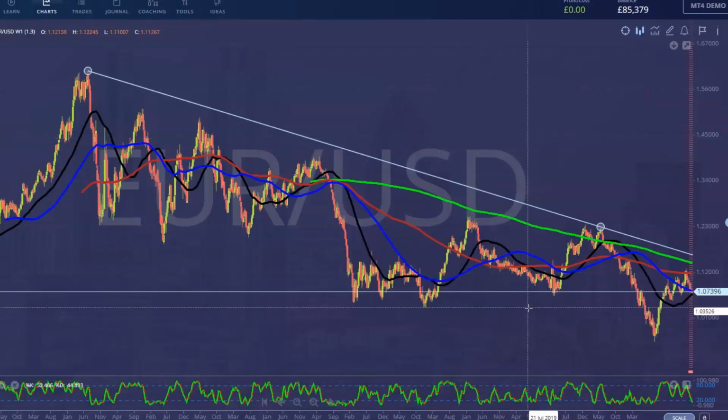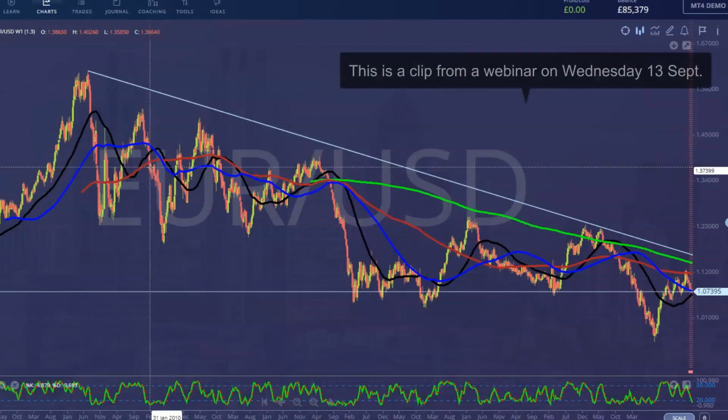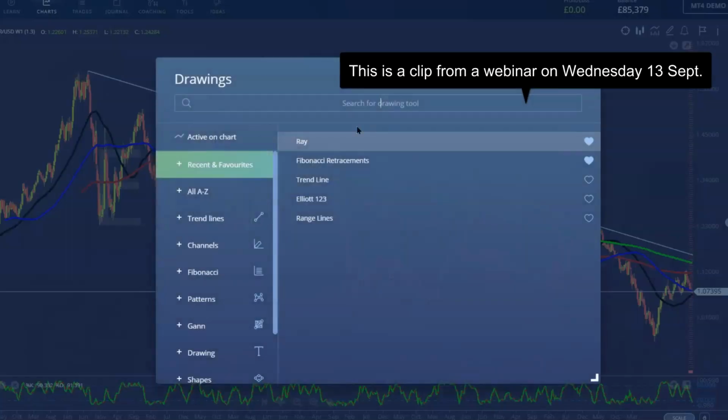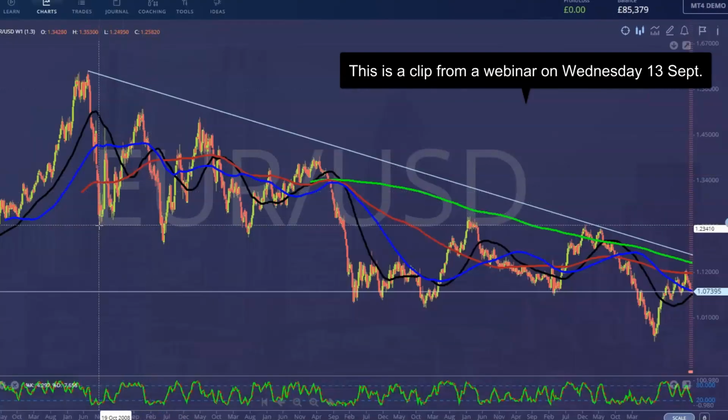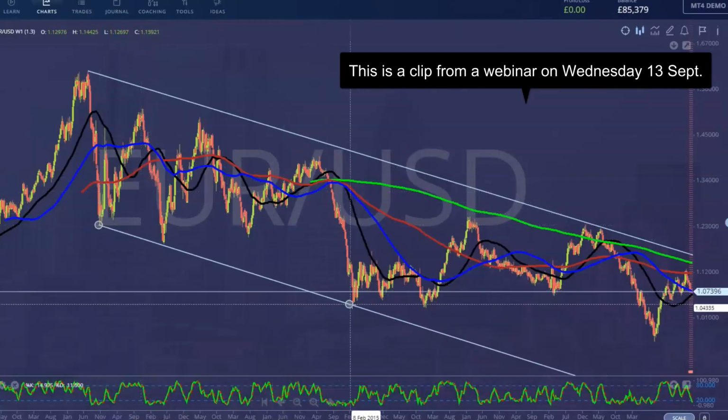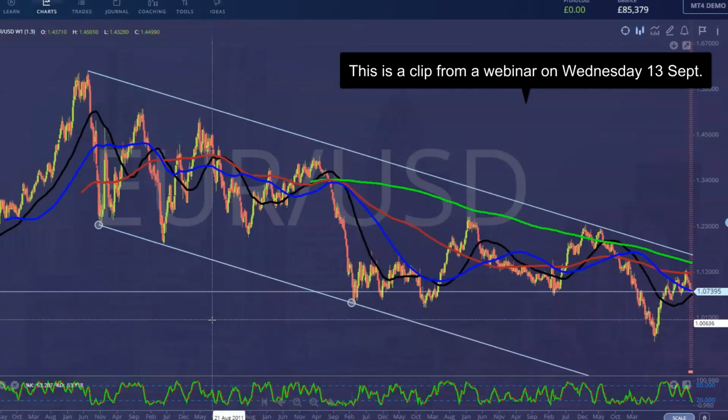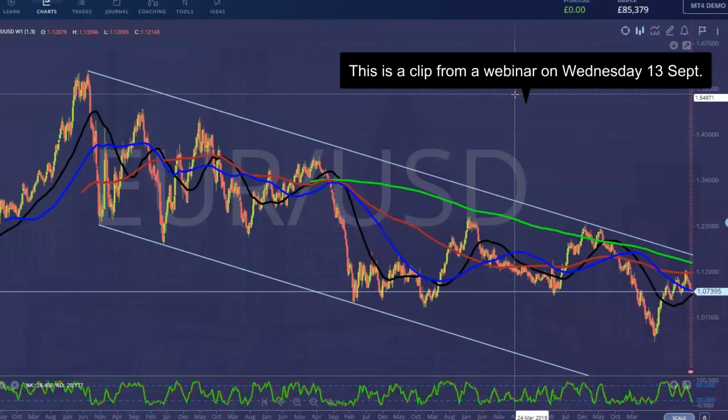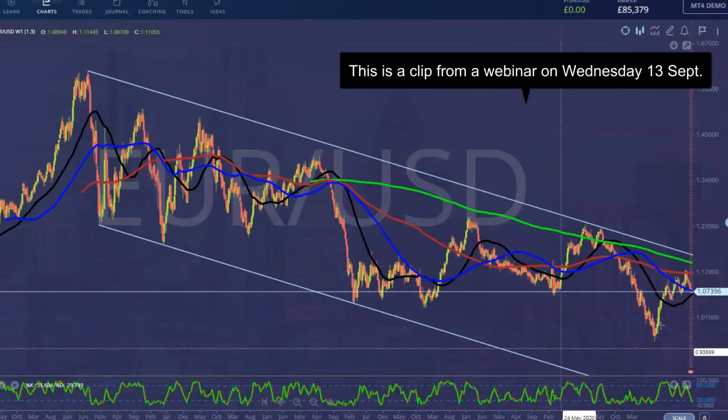I'll put trend lines on there like this, just to clearly show me which direction the market is trending, and I will leave these on. Yeah, I will leave these on because these are long-term trend lines, which we might need in the future, even though the price is nowhere near these trend lines now.